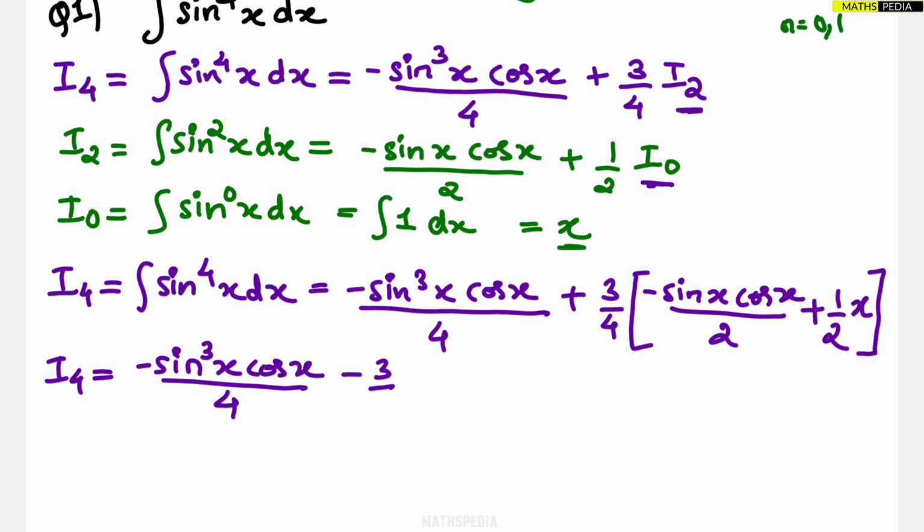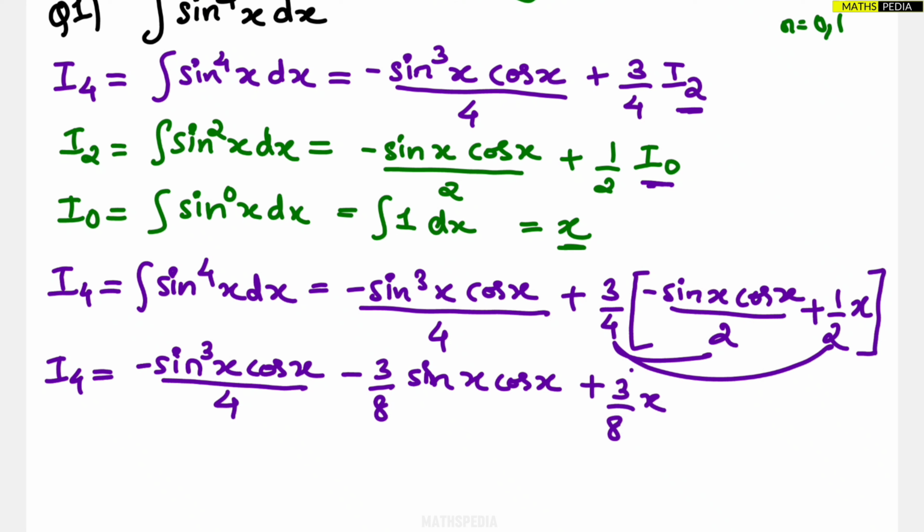So what I'm going to do, I'm going to multiply 3 by 4 with this one, 3 by 8 it will become. So it becomes sin x cos x. Then minus here it becomes, plus this into this, it will become 3 by 8 x plus the integration constant c. So this will be the final answer.